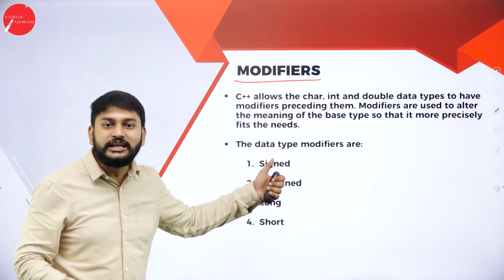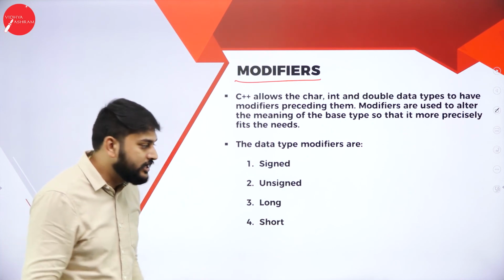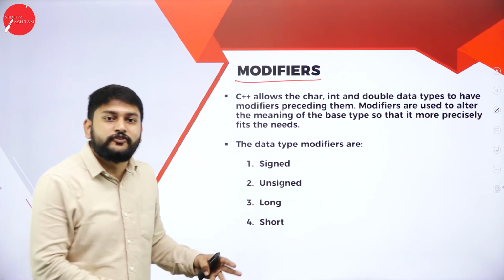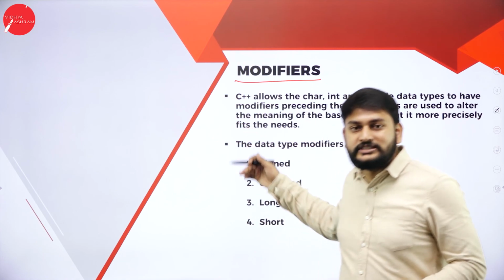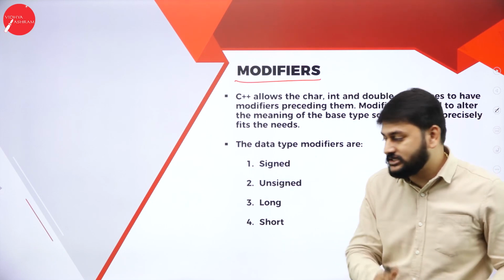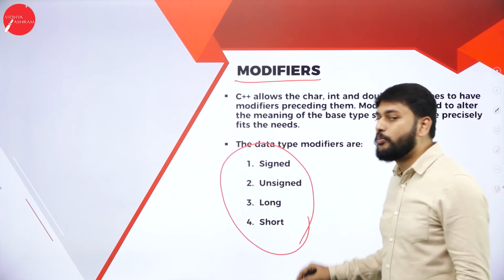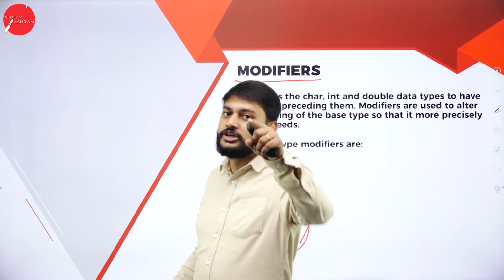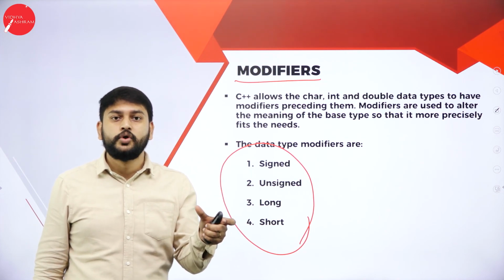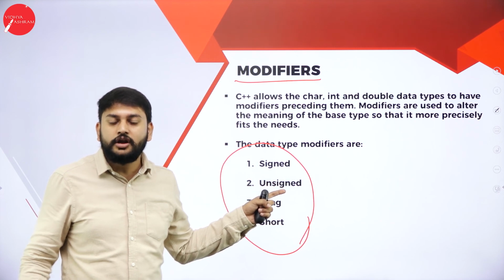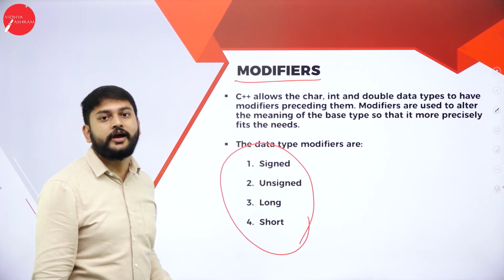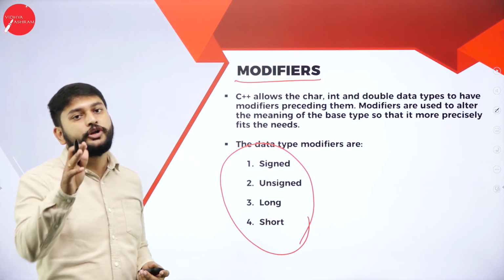In the same way, when I am using integer, I should specify precisely if I want signed int, unsigned int, long int, short int, like this. For all the data types, I have to mention precisely based on the data that I am storing. If you want to be more precise, you can use these modifiers. You can specify whether you are using signed or unsigned values, short or long values, along with the data type.